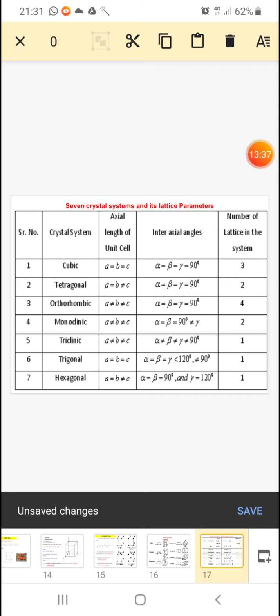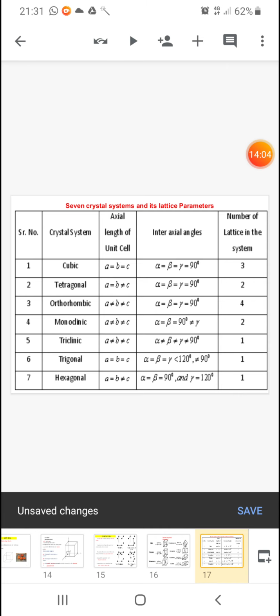In trigonal system, axial length of unit cell a = b = c, and lattice axial angles alpha = beta = gamma < 120 degree, not equal to 90 degree, and the lattice number is 1.